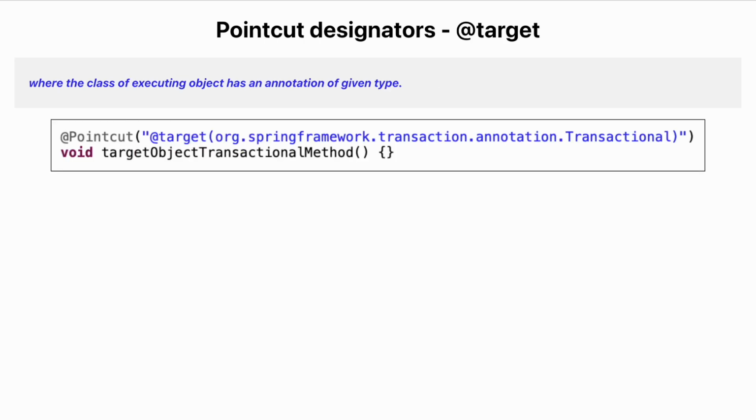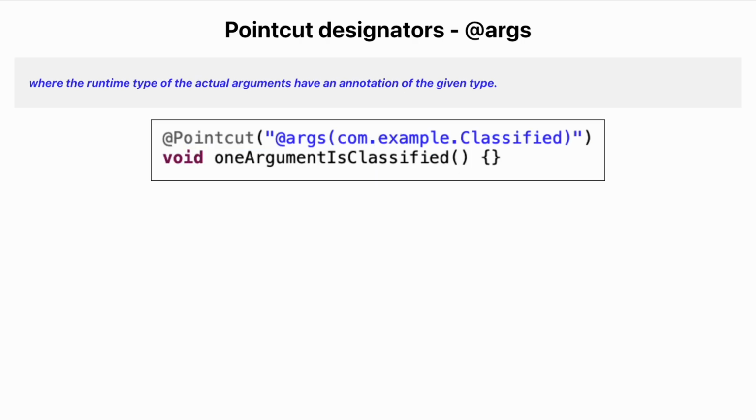@target, where the class of the executing object has an annotation of the given type. This pointcut expression matches where the target object has a Transactional annotation. @args, where the runtime type of the actual arguments has an annotation of the given type. This pointcut expression matches all join points with a single argument of type com.xml.Classified.